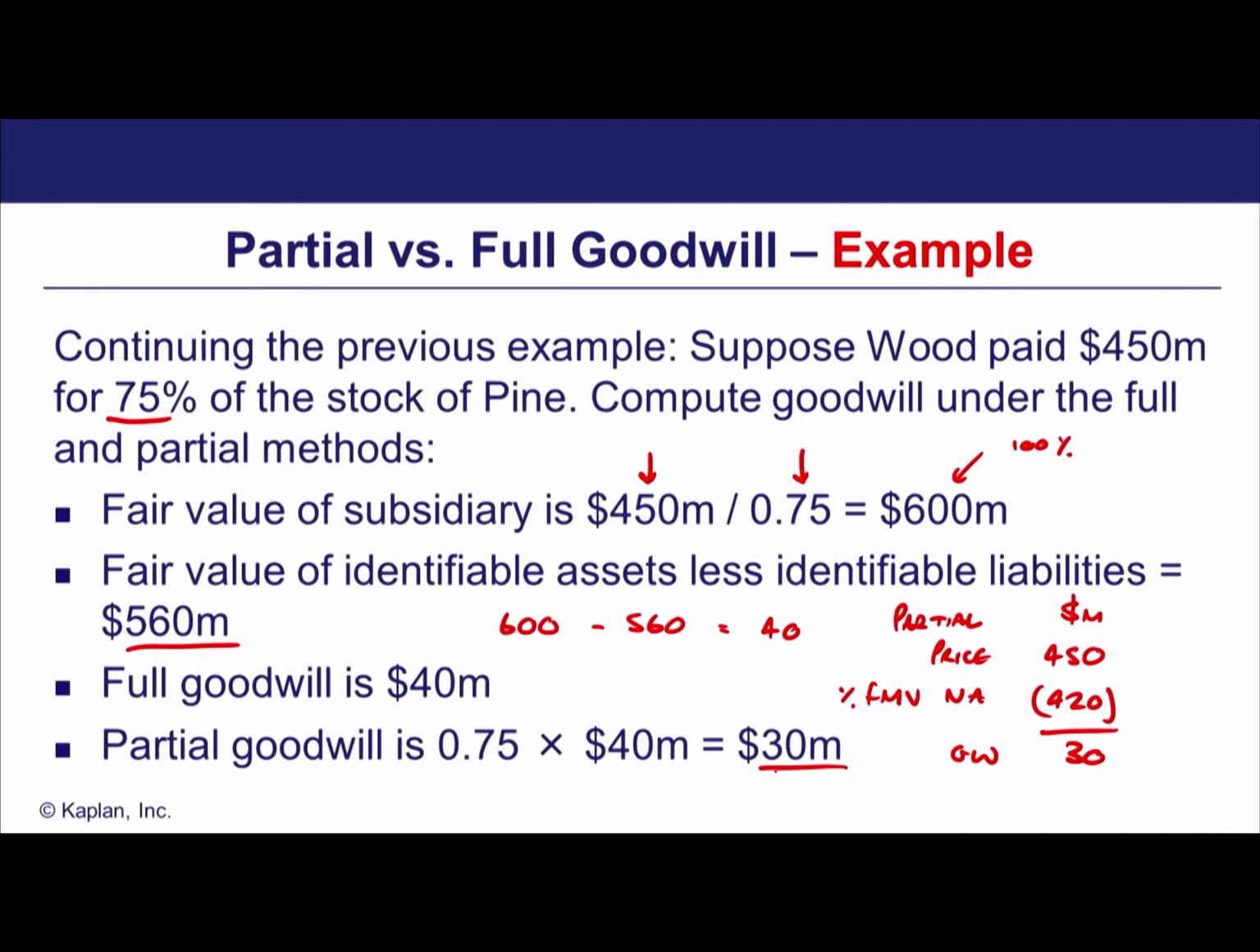Now notice as well, it's actually very easy to go between partial and full goodwill. I've got the partial goodwill here, and let's say I want to get to full goodwill. Well, let's take the partial goodwill, that's 30 million, divide it by 0.75. So 30 divided by 0.75, and lo and behold, that gives us the 40 million. Or alternatively, of course, we could take the full goodwill, 40 million, multiply by our share, 0.75, to get partial goodwill. So it's easy to move between full and partial goodwill in the exam.